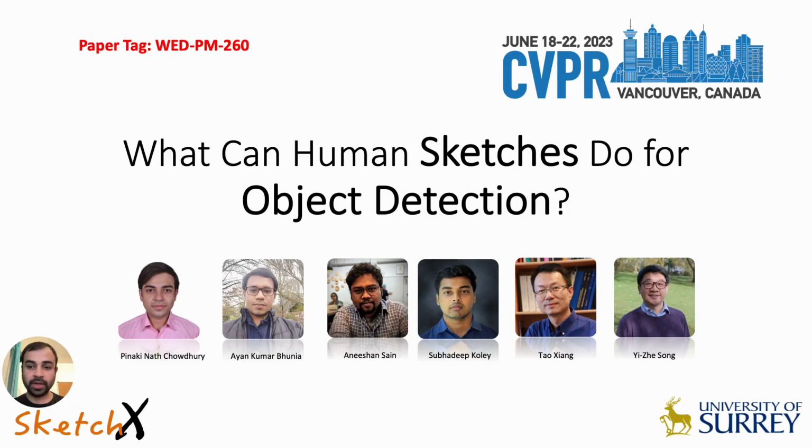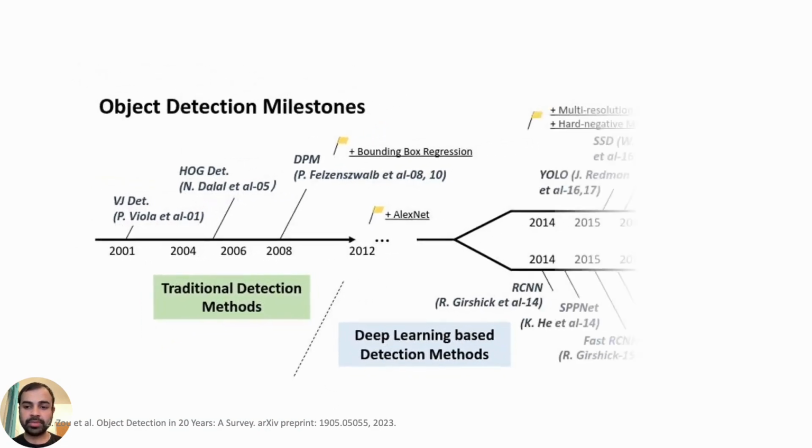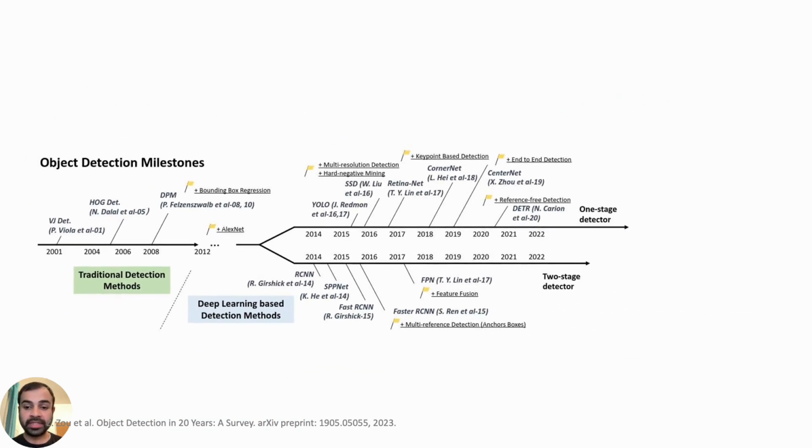Hi everyone, I'm Pinaki, and I shall be presenting our paper, What Can Human Sketches Do for Object Detection? In this paper, we aim to explore the innate properties of human-drawn sketches for the fundamental vision task of object detection. Object detection has been there for over 2 decades with work as early as 2001 by Viola et al. This traditional object detection pipeline was later replaced by deep learning-based framework that brought with it improved performance but with an increased data annotation cost.